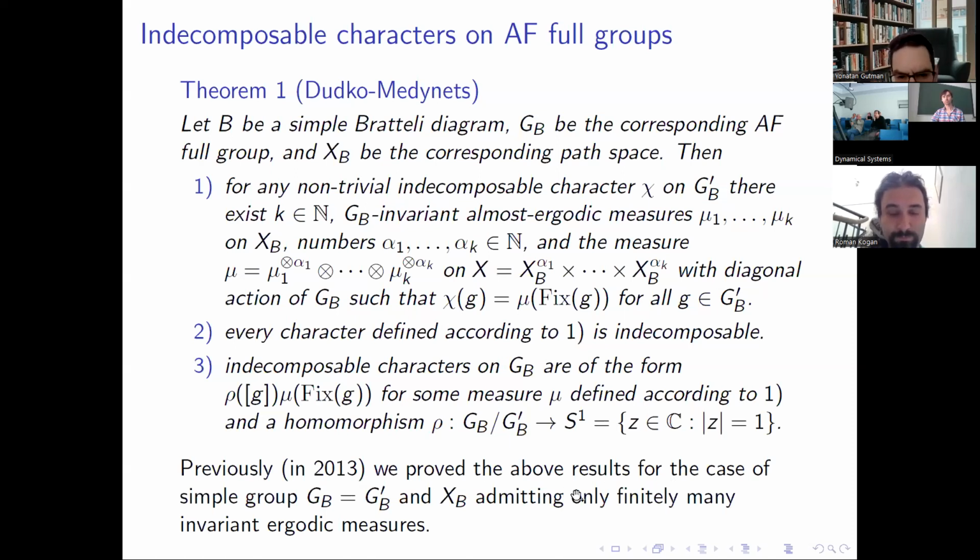Previously, jointly with Medynets, we proved this for the case when the group GB is simple, that is, coincides with its commutator, and XB admits only finitely many invariant ergodic measures. And now we generalize this to the arbitrary case, an arbitrary approximately finite full group. So the only condition is that the diagram D is simple.